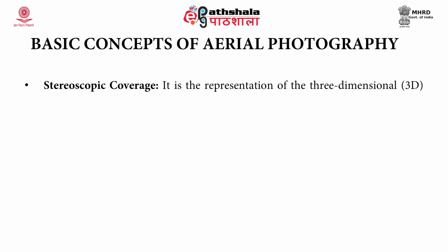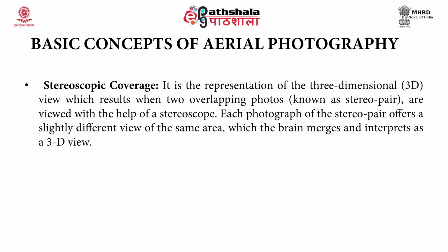The next concept is stereoscopic coverage. It is the representation of the three-dimensional view which results when two overlapping photos that are known as a stereo pair are viewed with the help of a stereoscope. Each photograph of the stereo pair offers a slightly different view of the same area, which the brain merges and interprets as a three-dimensional view.